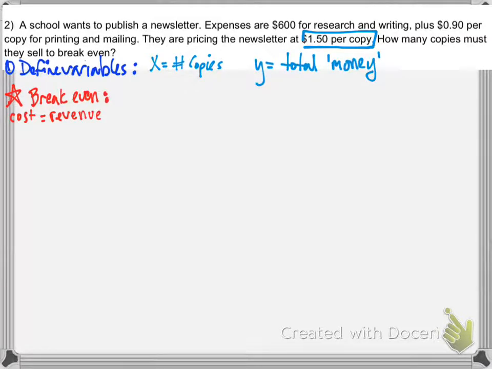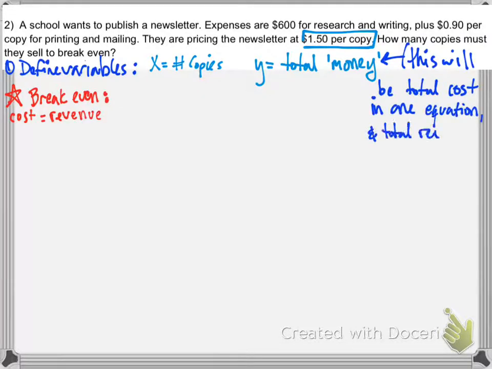ambiguously denoted total money. This is because we're going to have the total cost for one equation and the total revenue in the other equation. So Y is total money, depending on which equation we are talking about.